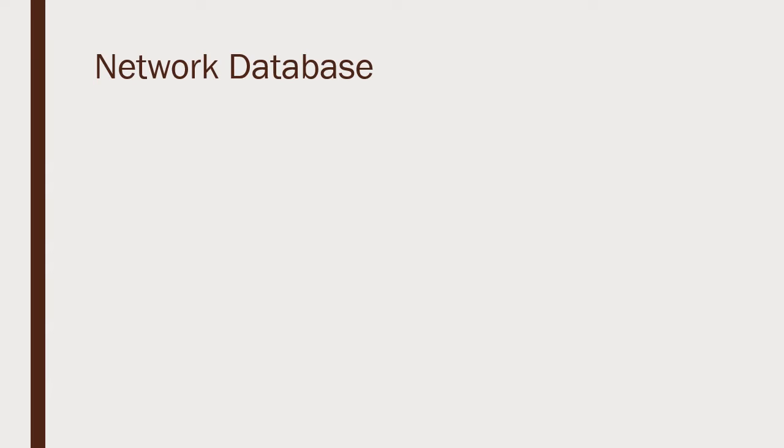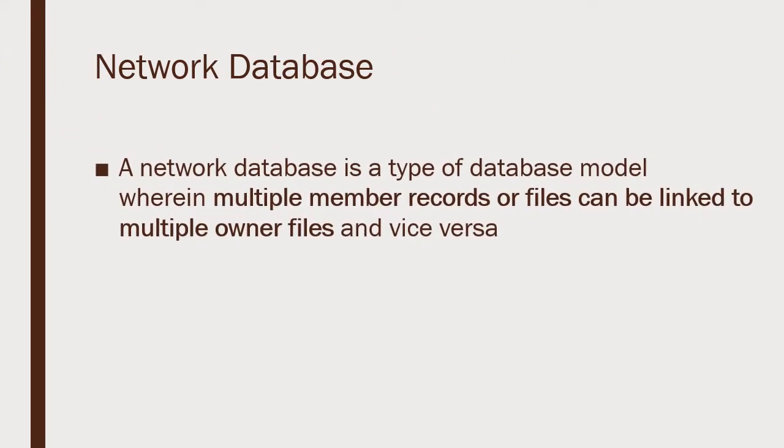Network database model. A network database is a type of database model wherein multiple member records or files can be linked to multiple owner files and vice versa. Means in this type of database, all the records are connected to each other. Means one child has more than one parent, and this makes it easy to access the data.